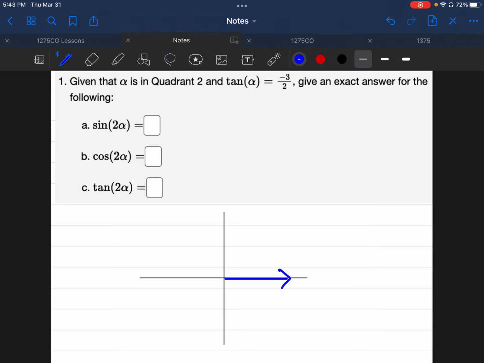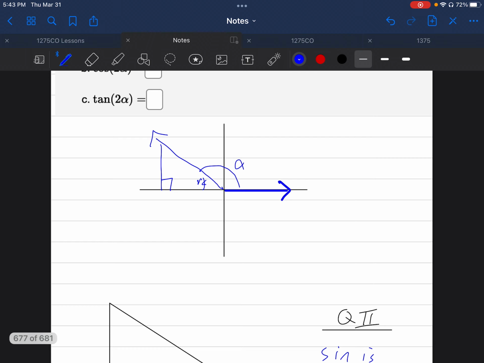We have a quadrant 2 angle. So let's draw a terminal side in quadrant 2, and that's going to be alpha right here. Do I know the measure of it? Not really. And quite frankly, we don't need to. This is the reference angle. The reference angle is always made with the terminal side and the x-axis, and we can draw ourselves a right triangle right there based on that diagram. And here's what we know.